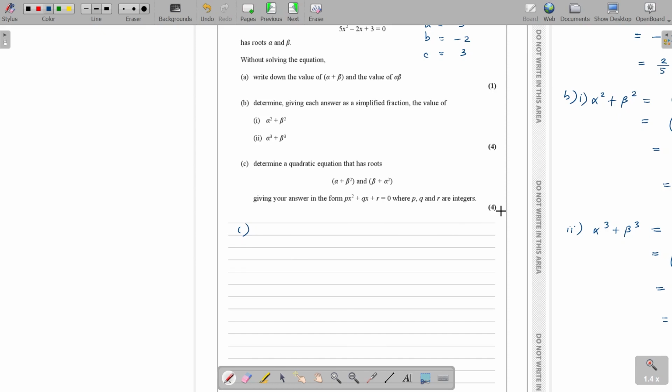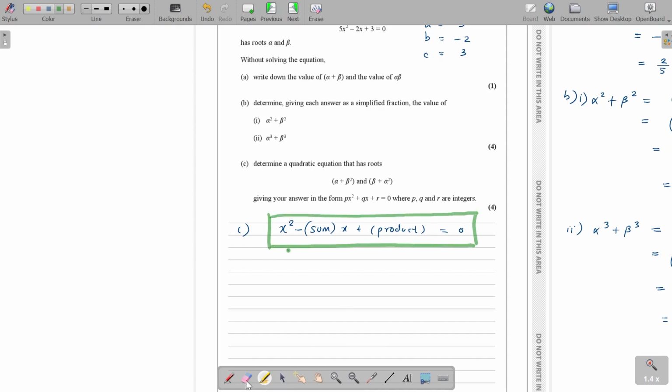You all know the equation that we generally use is x square minus the sum of roots times x plus the product of roots is equal to 0. This is the main equation that we use in F1. So if you have a pair of roots, it's x square minus sum of roots times x plus product of roots is equal to 0. So you have the two roots, get the sum and the product. Okay, so what is the sum of the two roots?